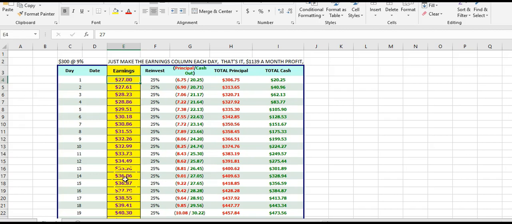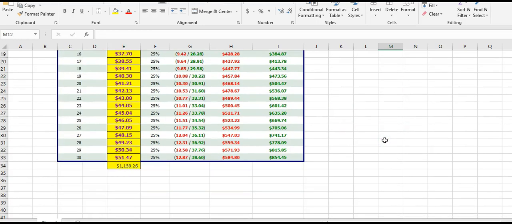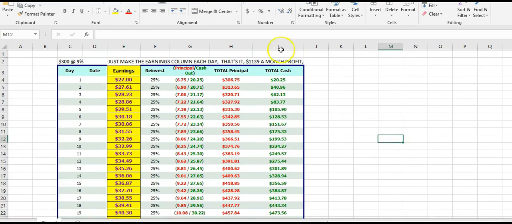This may look small to you, but would you believe with a $300 bankroll, after 30 days, you have a profit of $1,139. Imagine that. Obviously, it's going to be more than that, because of what the calculator does. So you're going to probably end up with like $1,500 in 30 days with a $300 bankroll, and $300 on top of that. The $300 is not included in this amount. So you're going to end up with over $1,000.